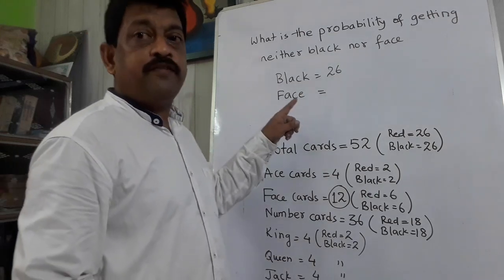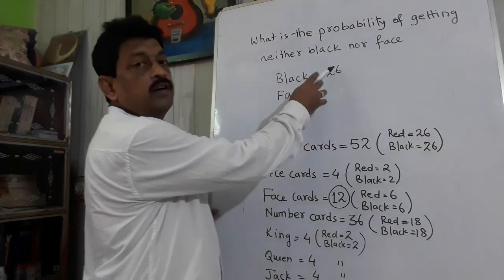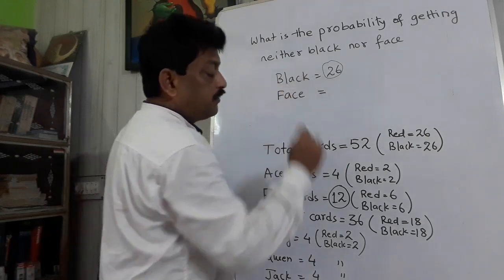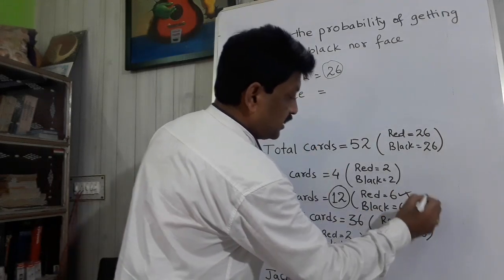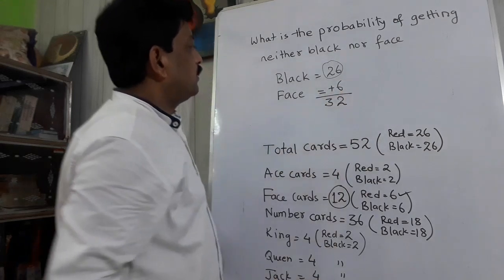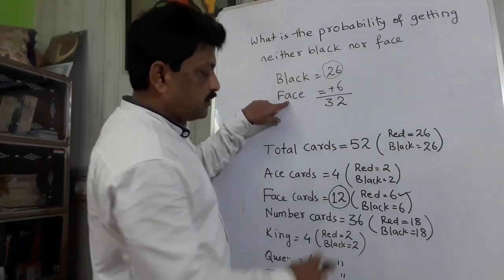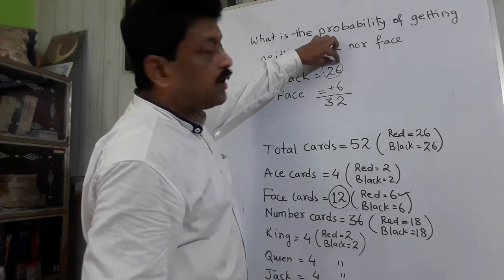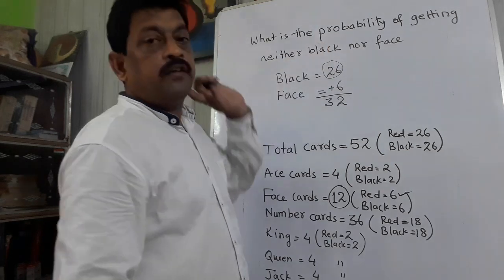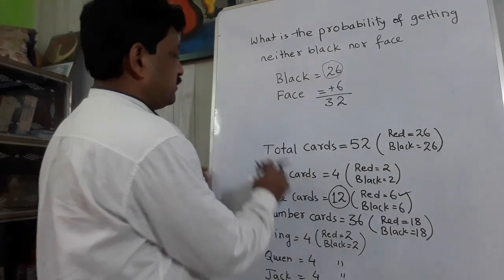But out of these 12 face cards, 6 are black and 6 are red. Black 6 are already counted here. So we are not going to take face cards as 12. We will take only the red face cards. Means total black cards are 26 in number, and though faces are 12 in number, 6 faces are already counted here. Therefore, we can take only the red face cards. Therefore, 32.